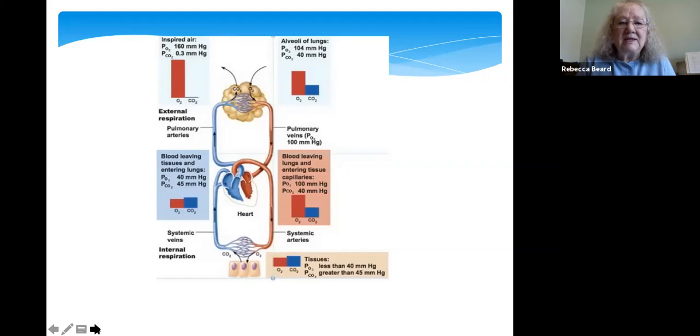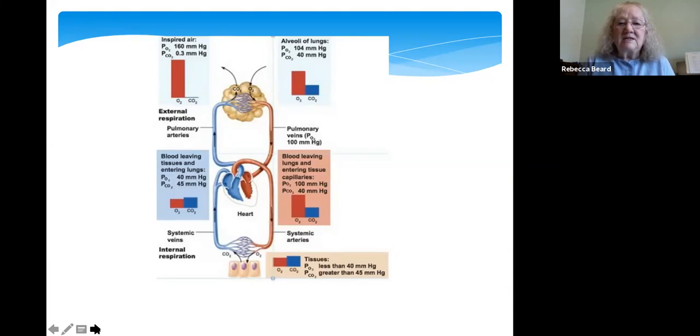Then when the blood is leaving the tissues and entering the lungs, the oxygen has been left behind in the cells and in the tissues. So the pressure of oxygen is going to drop down to 40 millimeters of mercury, and of carbon dioxide 45 millimeters of mercury. So that's the blood that's going back to the heart, back to the lungs to be reoxygenated. So that's deoxygenated blood.